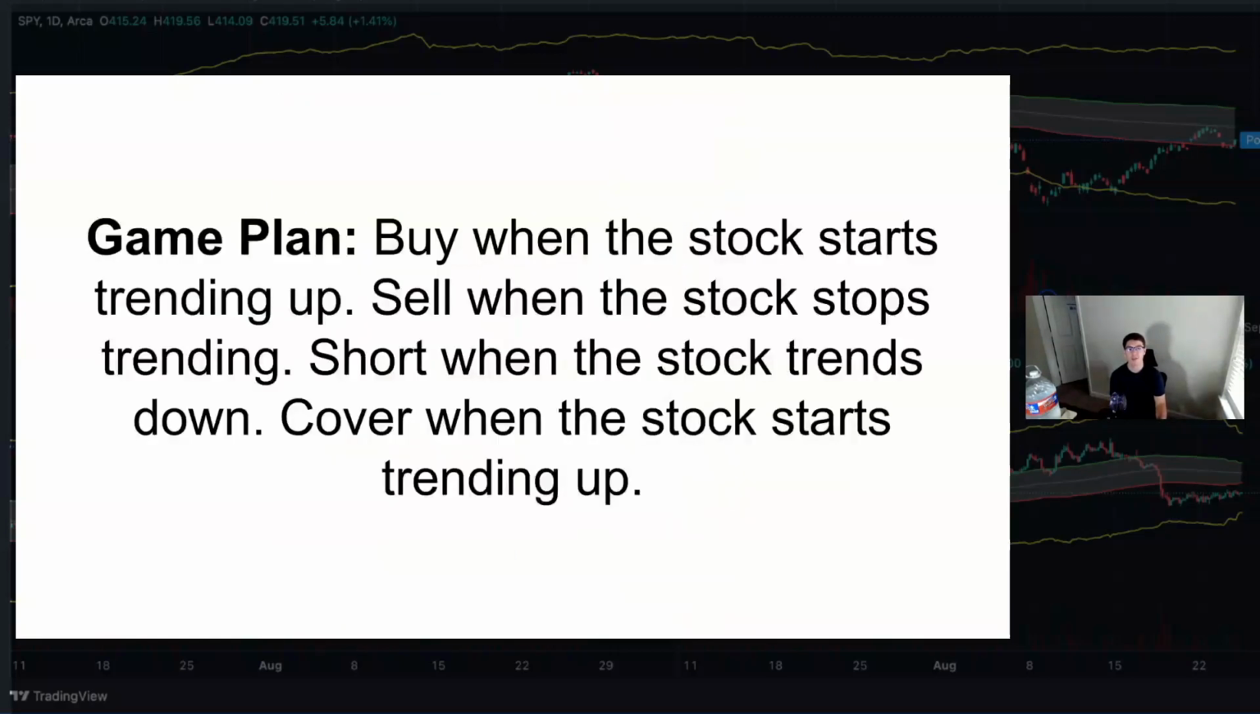So again, the game plan for this, since it works, is that you want to buy a stock when it starts trending up. You want to sell the stock when it stops trending up. You want to short a stock when it starts trending down, and you want to close that short when it starts trending up. So how do I identify trends? I'll cover that in a second, but basically it just means when the highs are getting higher and the lows are getting higher as well, that identifies an uptrend. When the highs are getting lower and the lows are getting lower, that is a downtrend. Buying and selling within those ranges tends to be profitable.